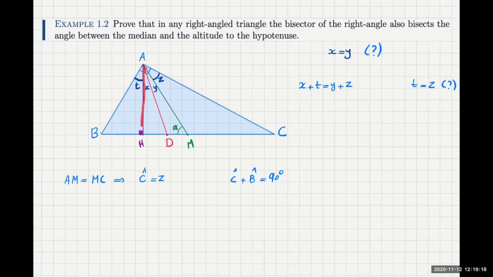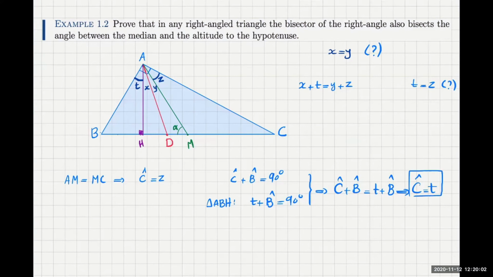On the other hand, in this triangle, these two angles are also complementary, because this triangle is a right angle triangle. So T and B should also add to 90. So in triangle ABH, I can say that T plus B is also equal to 90 degrees. So from these two, I can conclude that angle C plus angle B is equal to angle T plus angle B. Then angle B is canceled from both sides, and I realize that angle C is equal to angle T. Yes, so that is what I showed.